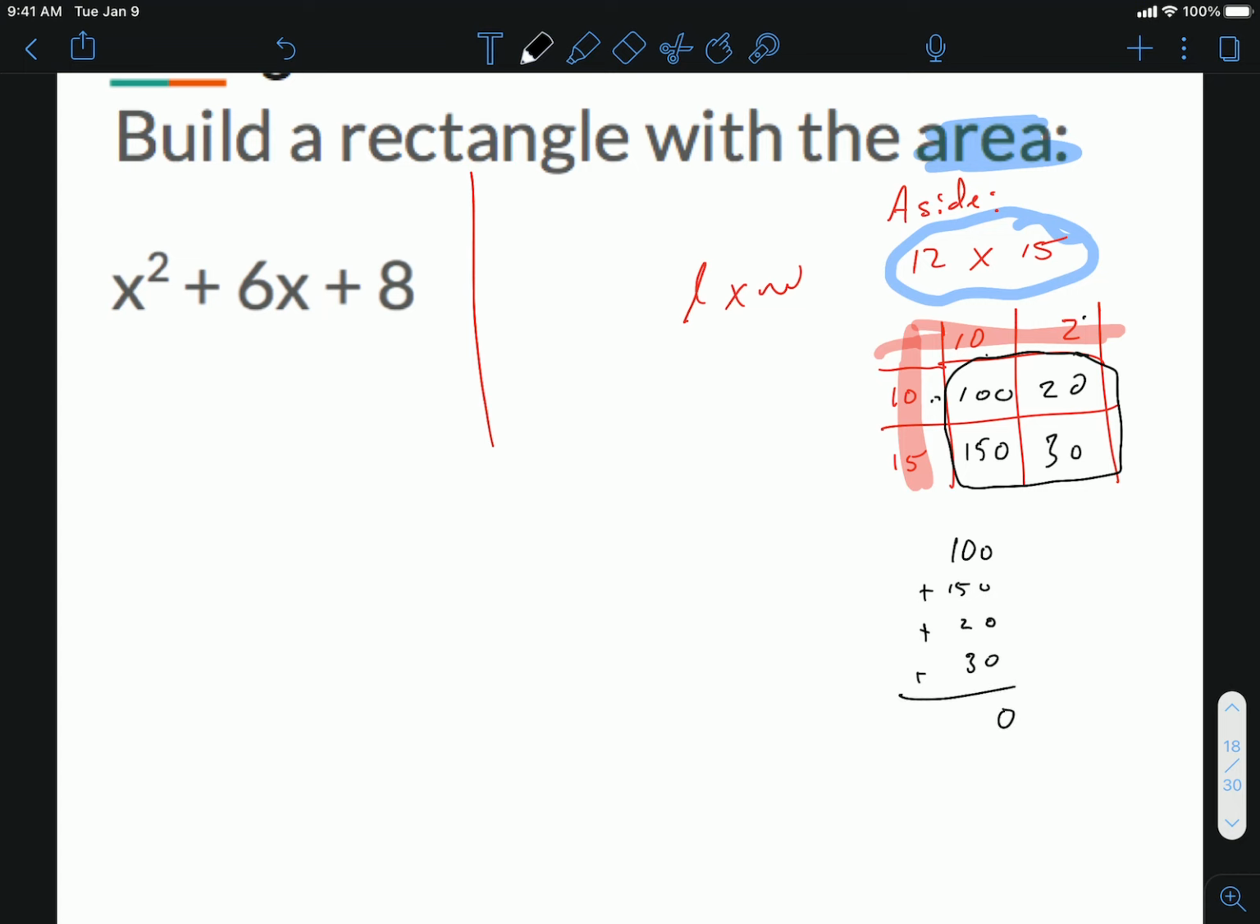Right? So we went 100 plus 150 plus 20 plus 30. It's 300. Okay? Hopefully everybody recalls that, because it's going to rear its face here in a second.